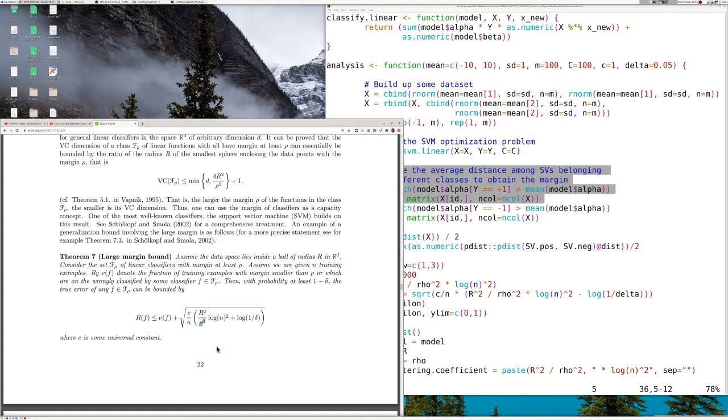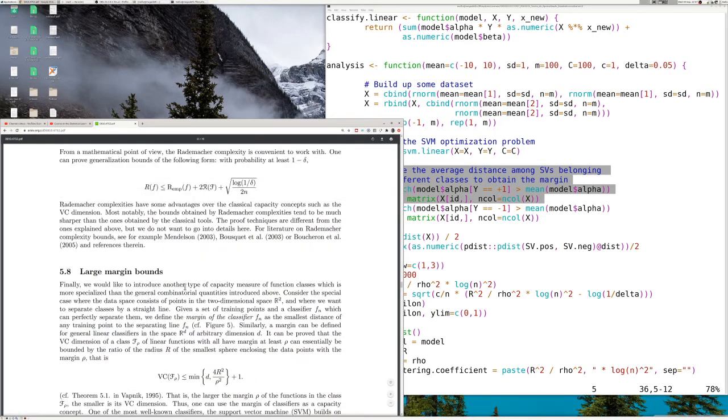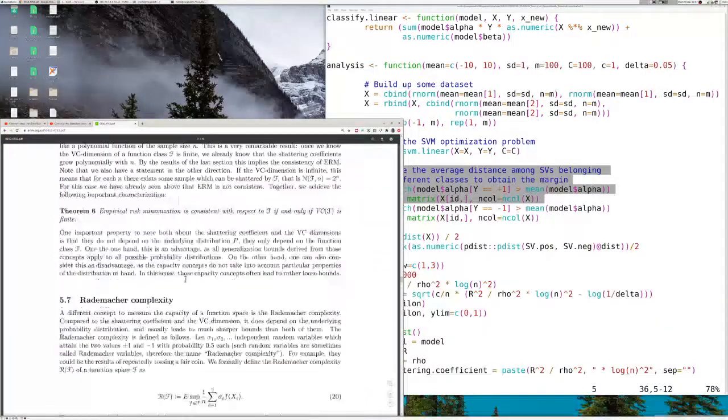And rho is the margin, the SVM margin. So R squared divided by rho squared multiplied by log of n squared, where n is my sample size, becomes my shattering coefficient. So this is my shattering coefficient when having access to R and rho. And of course you have delta here. Delta is actually equal to this. Just going to go back so you guys can remember.